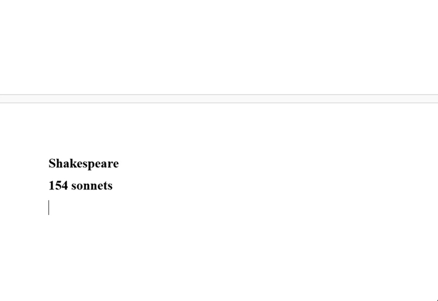Okay. In Shakespeare's sonnets, we see that Shakespeare is unlocking his heart, right? His sonnets are the expressions of his heart. He uses a rhyming scheme which was used by Surrey. It is A B A B, C D C D, E F E F, and G G, right?